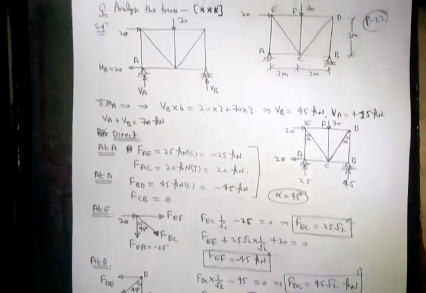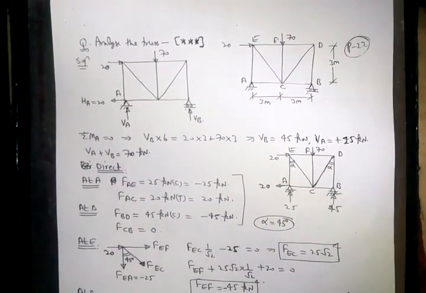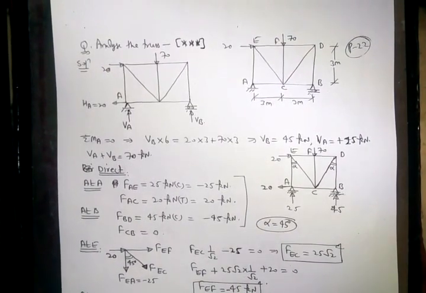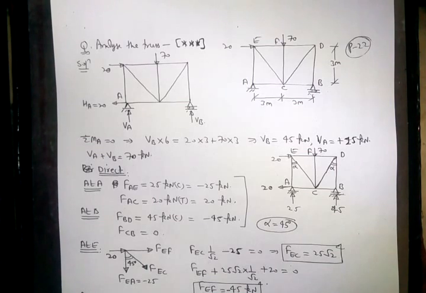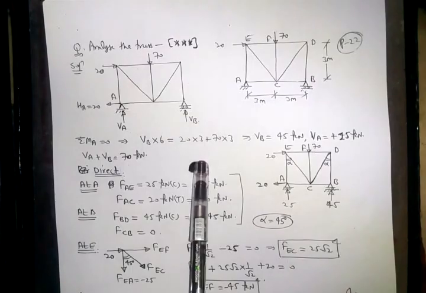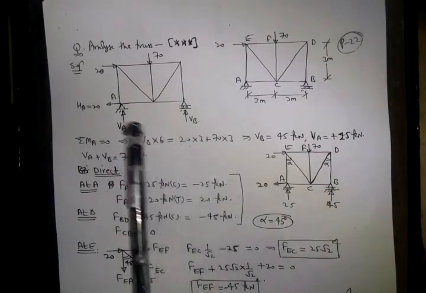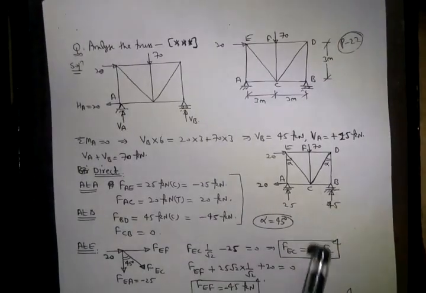Next question. Analyze the truss. So it is a simply supported truss. First of all, find out reactions. Once we have found the reactions, now by direct observation write the reactions. VA equal to 25 plus, means direction will be same as we assumed, and VB equal to plus 45.